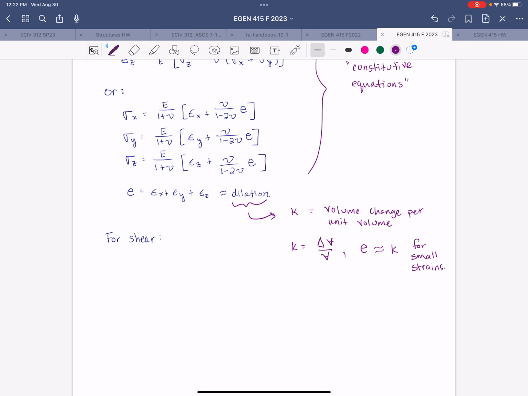All right, and then last but not least, we have our shear constitutive equations. So those are always simpler. You just have gamma xy is equal to tau xy over the shear modulus, and so on for yz and xz.